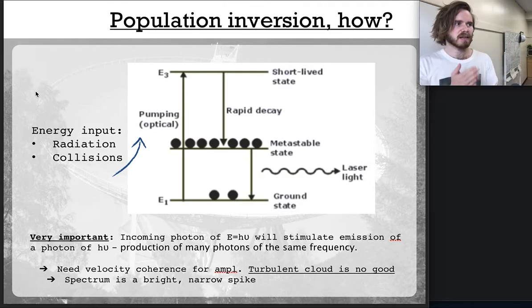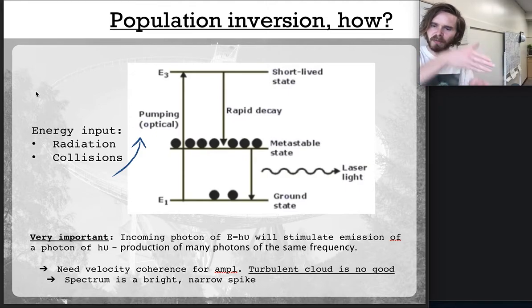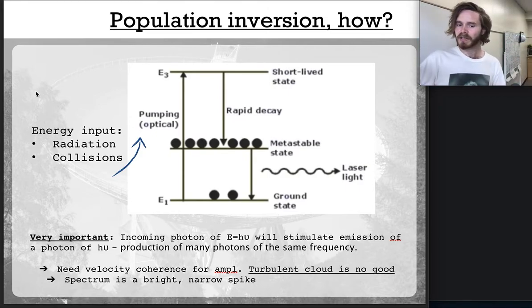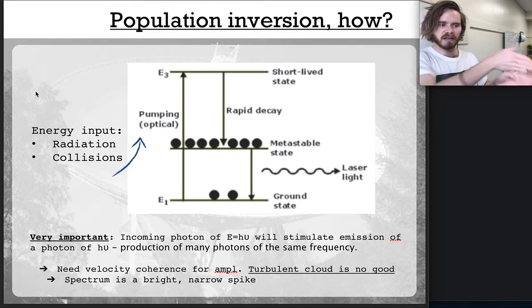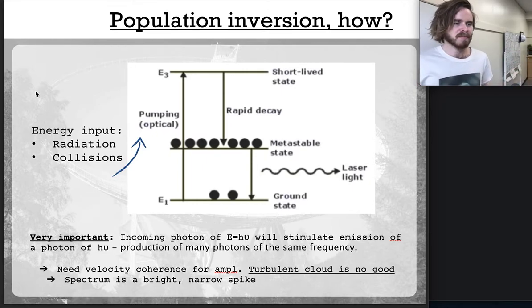And the kind of important thing to remember is that the 2 photons that come out are of the same frequency as the 1 photon that came in. You have one, and then you stimulate another one of the same frequency. So the original one still continues, and you have a new friend.